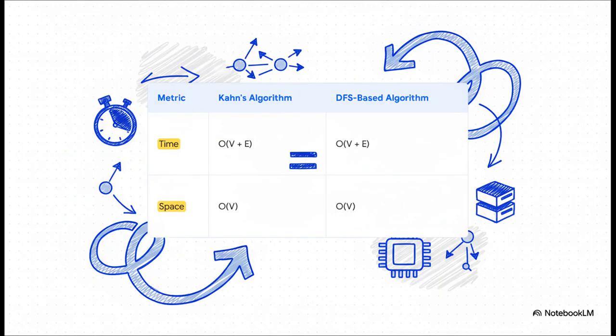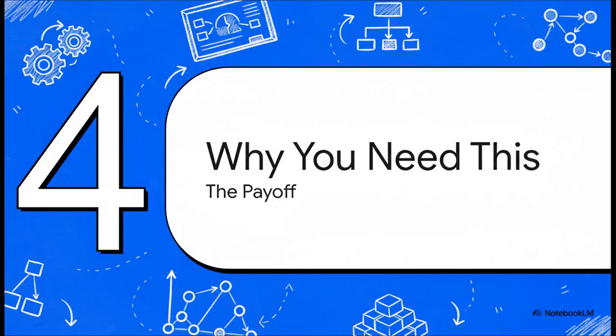So which one's faster? The big reveal is they're basically the same. If you look at the complexity, both algorithms run in what we call O(V + E) time. All that really means is the runtime is directly tied to the number of tasks, that's V for vertices, plus the number of dependencies, that's E for edges. We only have to look at each task and each dependency once. It's incredibly efficient.